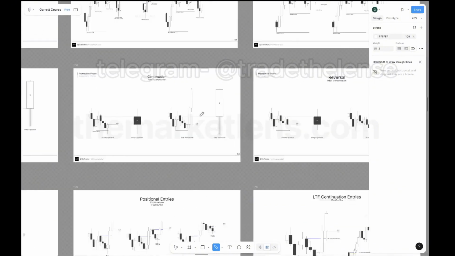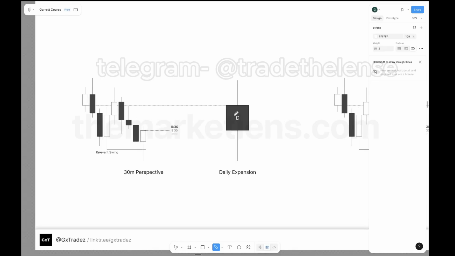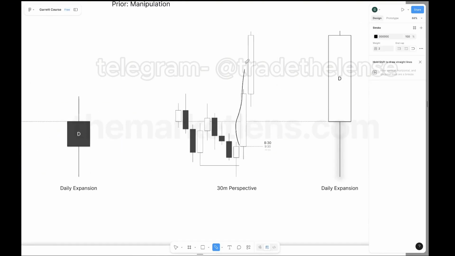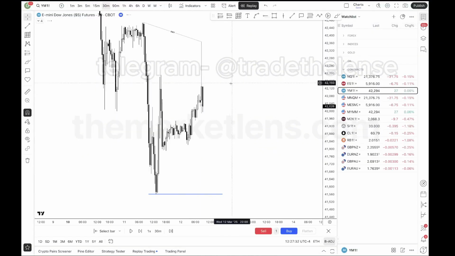All right, so yeah, here it is. So if you manipulate prior to driver, but you haven't yet expanded away from it, you're still in the daily wick. We haven't yet created the daily body of the candle. This is when you're going to get a one-sided expansion, right? This happens all the time, okay? This is exactly what we see here. We haven't yet expanded away from here, right?